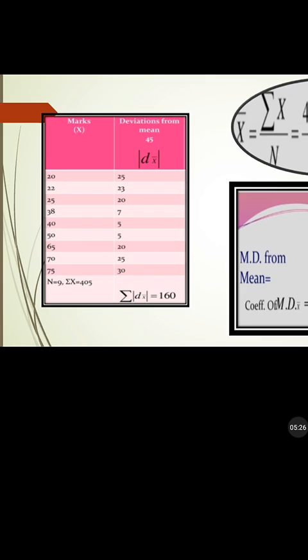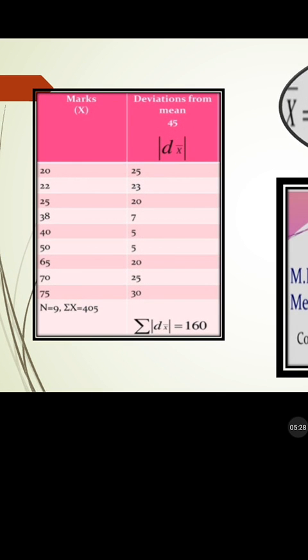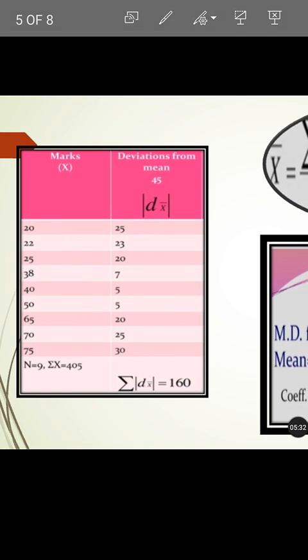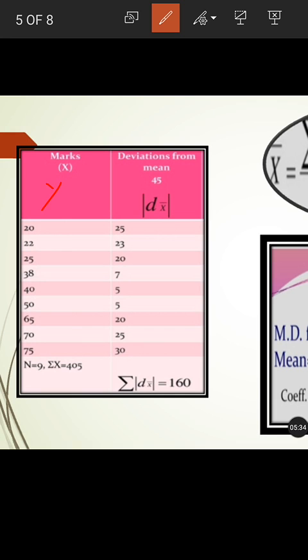So here, see in the table, I have given marks. That is, we are taking the marks as x. Okay, this is x. And before calculating the deviation, we should see from where we are going to calculate, that is either from mean or median. So first we are going to calculate the mean deviation from mean.